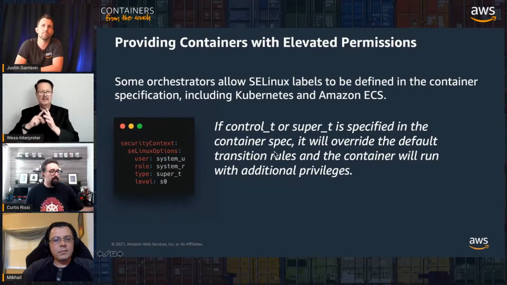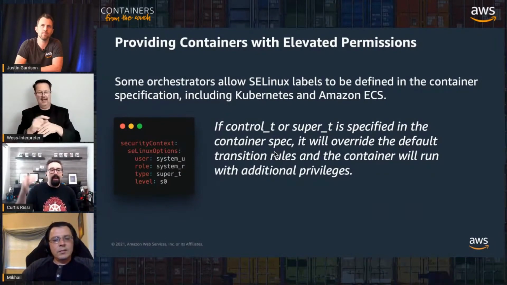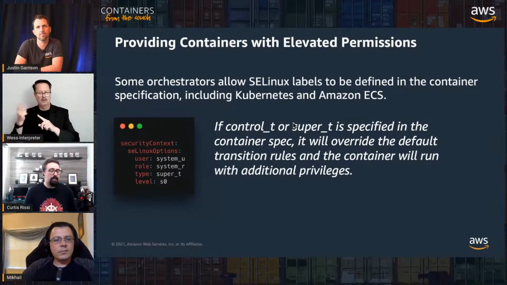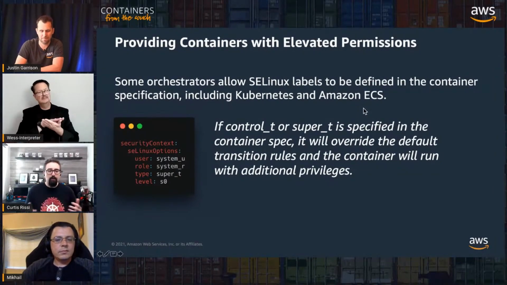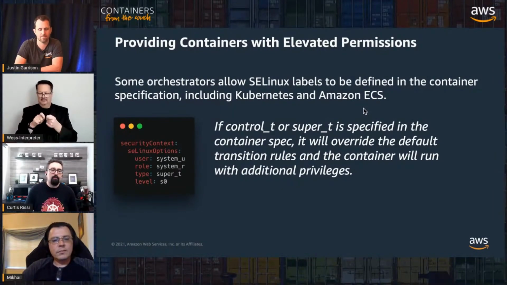So here in this example, we're asking for system_u for the user, system_r for the role, and then super_t for the actual permissions itself. By adding this in, it's going to override how that container gets privileges, and it's going to automatically provide it super_t. And that's a very powerful access. And so it's really nice that depending upon your workload, very quickly, just from the actual spec for the deployment or the pod itself, you can gain the access you need.